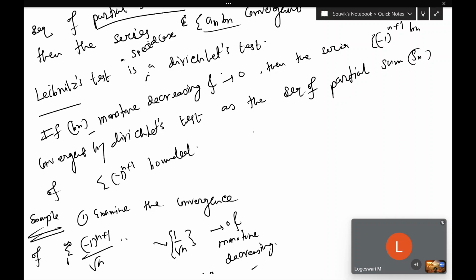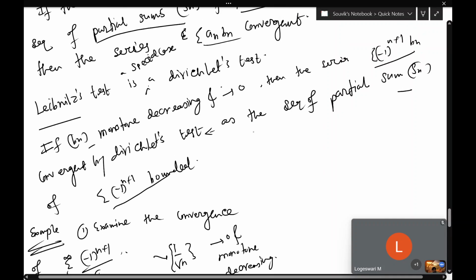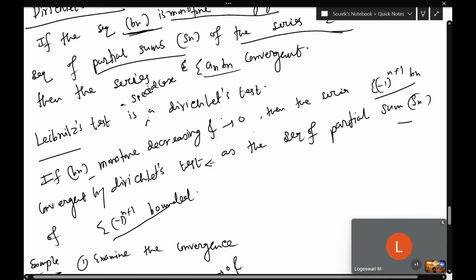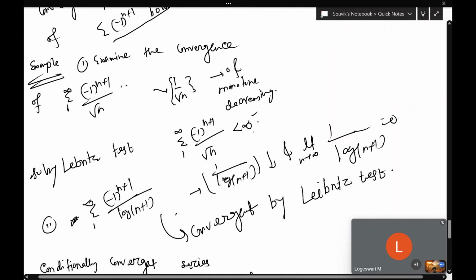If Bn is monotone decreasing and converges to zero, then the series summation of minus 1 to the power n plus 1 Bn is convergent by Dirichlet's test, because the partial sums of the series minus 1 to the n plus 1 are bounded. So the Leibniz test is a special case of Dirichlet's test.